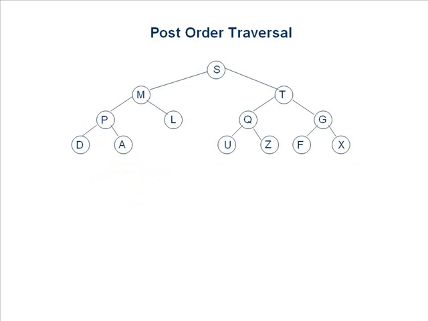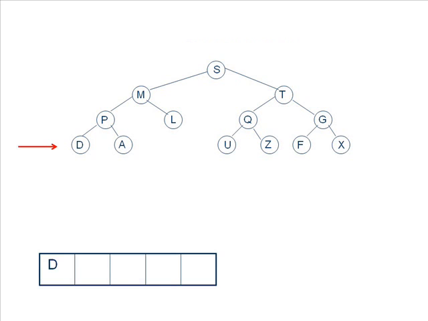Let us have a look at a tree. This is a tree which we are going to traverse in the post-order traversal manner. We'll learn today how we do that. D is the leftmost child in this tree. It is clearly visible that D is at the leftmost position. So how do we arrive at it? Now it is clearly visible in the diagram.